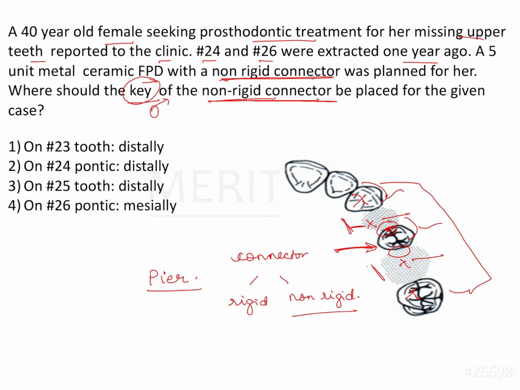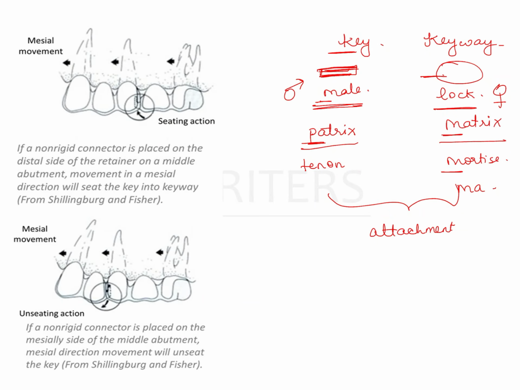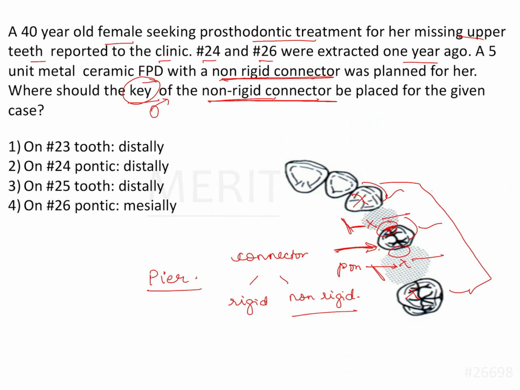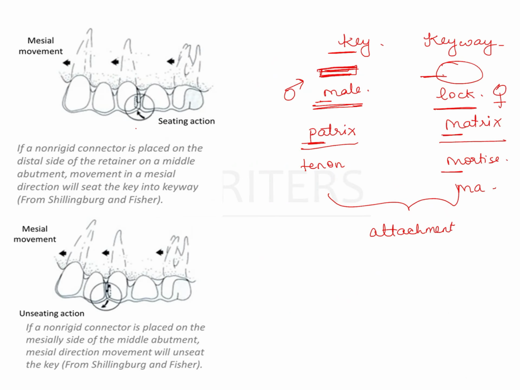So always the key is placed in the pontic and the keyway is placed on the retainer of that tooth. Now if we place it distally, remember that all teeth, by natural tendency, want to move forward, mesially. So if you remove one tooth, they are all going to drift mesially. Because this area is edentulous, the tendency of the teeth is to go mesially like this. So if you put the key on the pontic over here, and the keyway over here, it will have a seating action in the attachment.